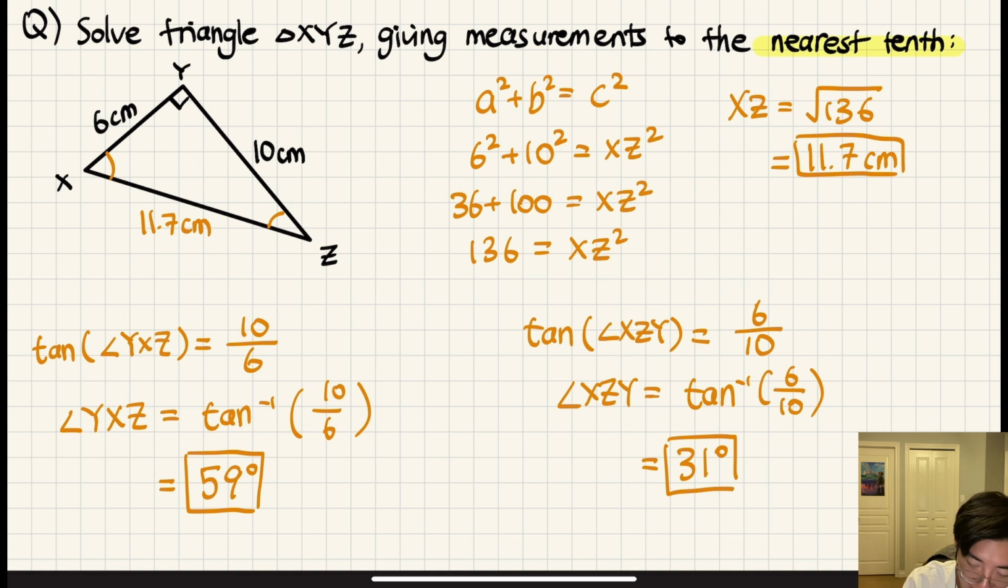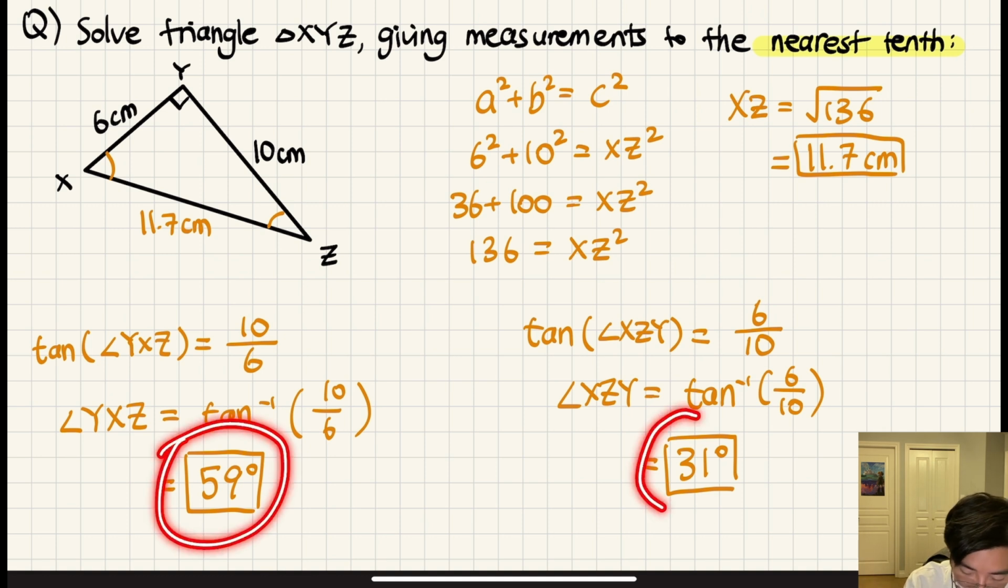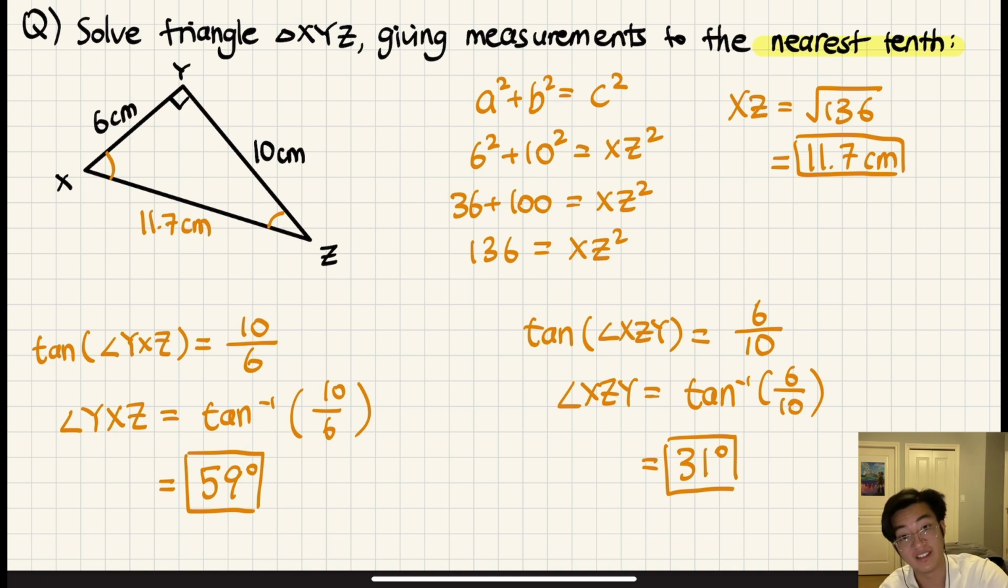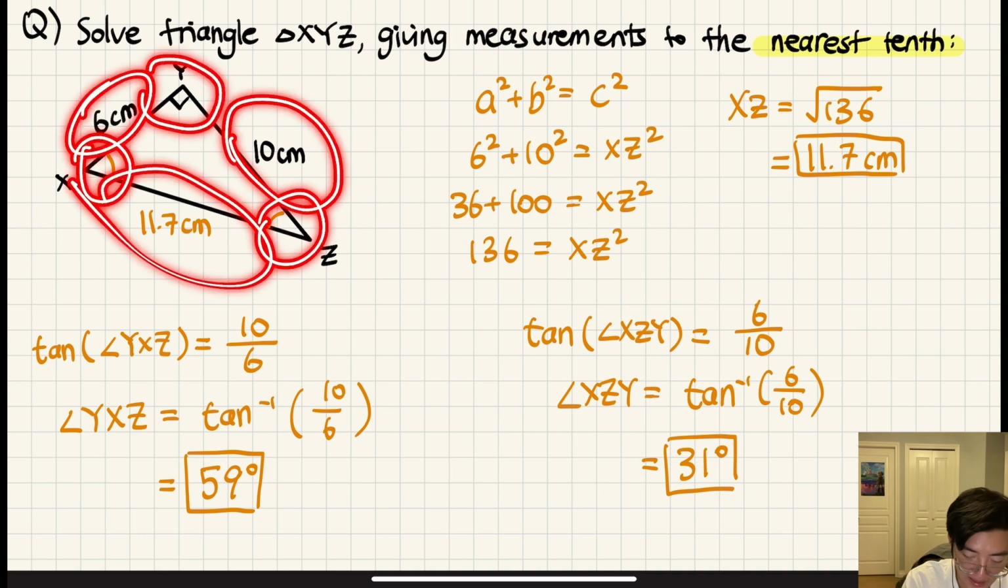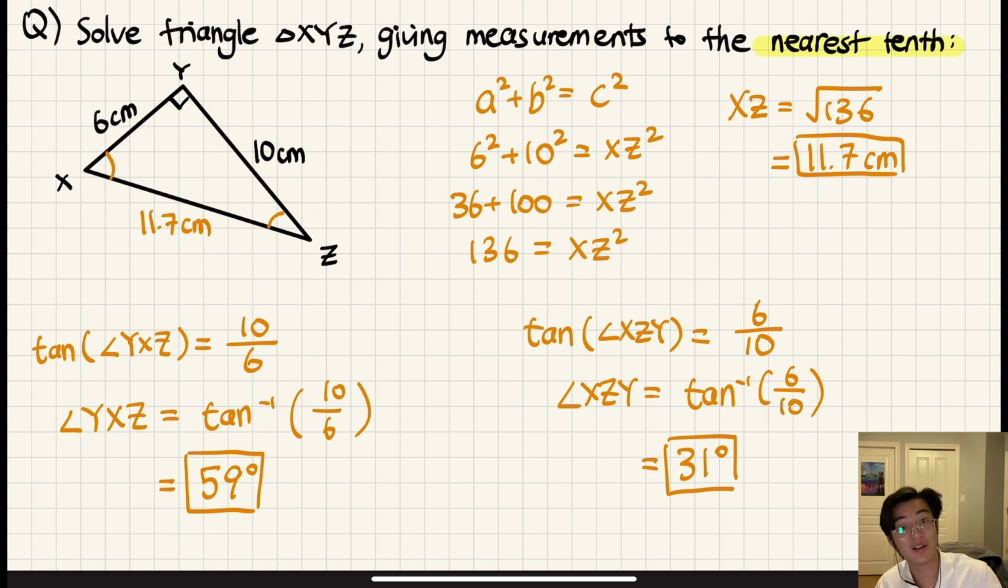And as we can see here, when we have 59 degrees here and 31 degrees here and then 90 degrees here, they add up to 180 degrees. Which means that our answers are correct and we have solved the triangle. So we know this angle, we know this angle, we know this side length. We also know this side length, we know this side length, and we know this angle. So that's what solving a triangle is.